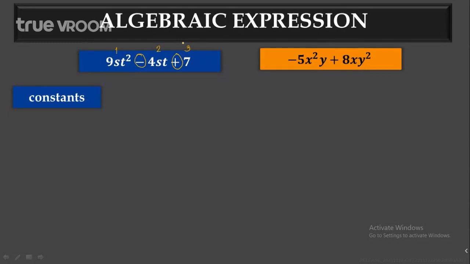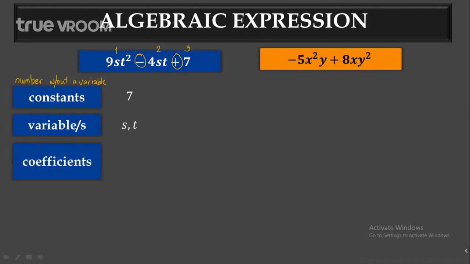Students, this is one word that you need to know. Constant. When you say constant, this is a number without a variable. There is no variable with that number. In this example, what is our constant? 9 has st, 4 has st, but 7 has no st. If there is no variable on that number, that is what we call the constant. So that is 7. What are our variables? st.